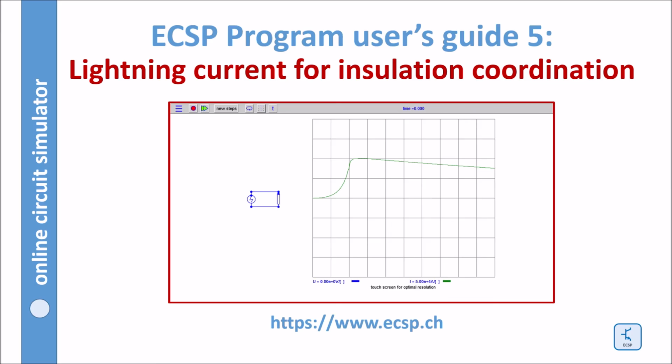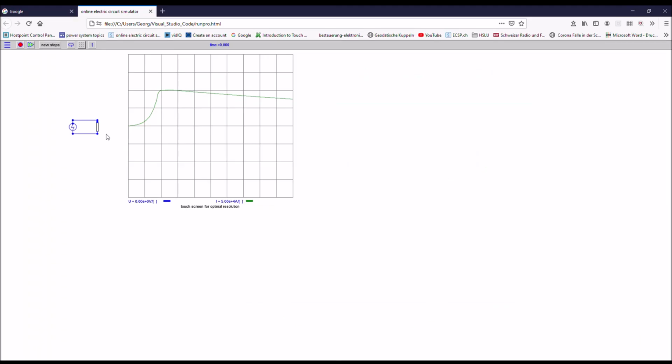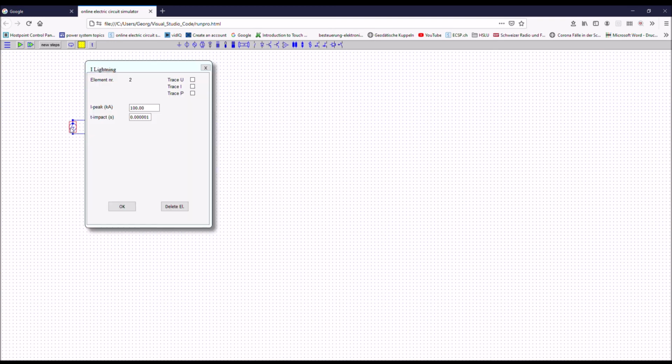There is a lightning current source model for insulation coordination studies. There is also a steep wavefront lightning current simulator for insulation coordination studies. The input needed is the peak in kiloamps of the lightning current and the time when you want a stroke to happen after initiation of the simulation.